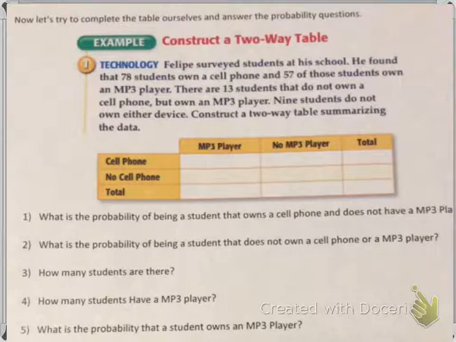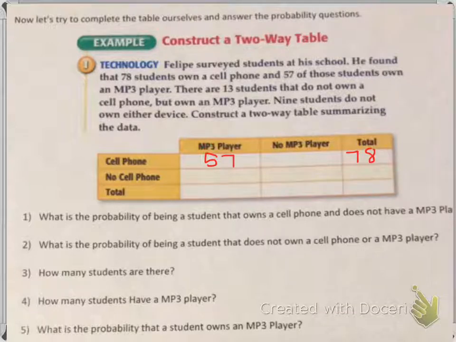So I'm just going to go and fill this out the way that it says. So the very first thing it says is that 78 students own a cell phone. So we know the total on the cell phones over here is going to be 78. It says of those students, 57 of those students own an MP3 player. So of the ones that own a cell phone, 57 of them also own the MP3 player.